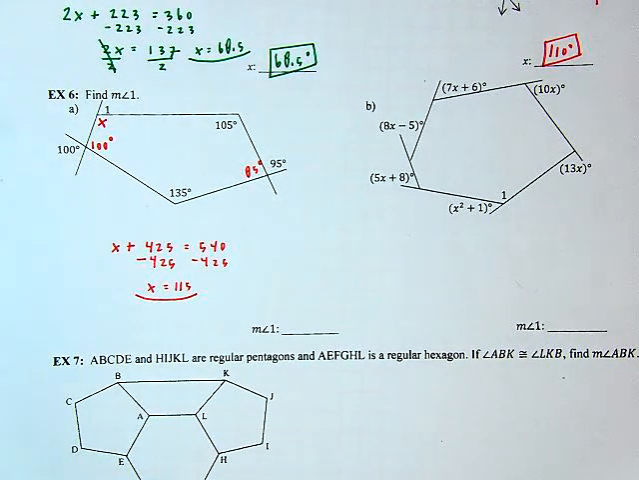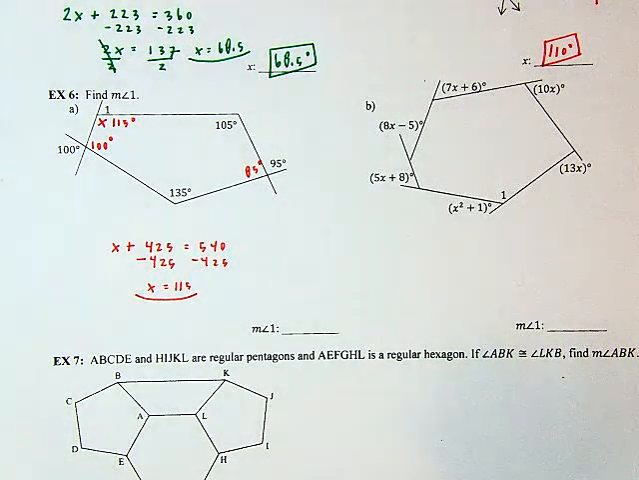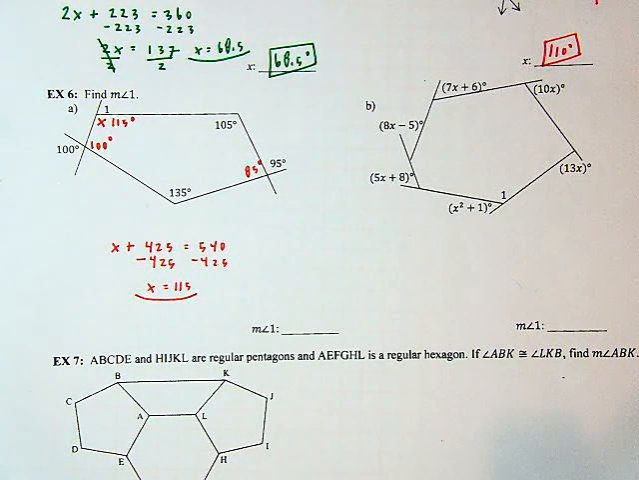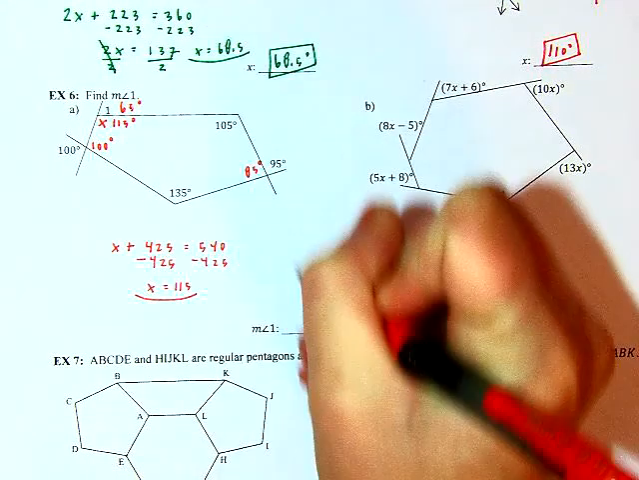Okay, now that I have what x is, let me just mark that. Here's 115 degrees. Remember that angle 1 is the supplement of x. So angle 1 has to be 65 degrees.